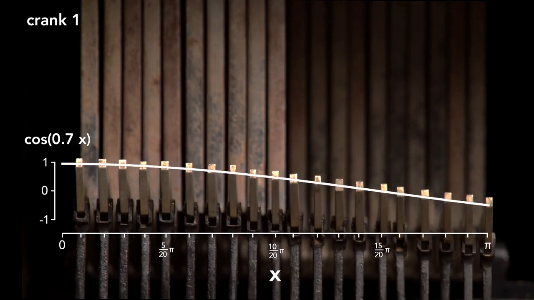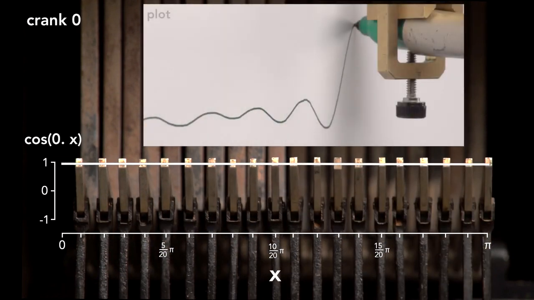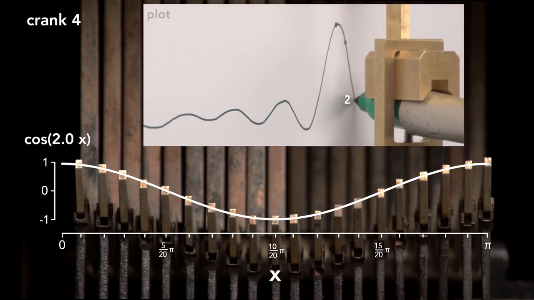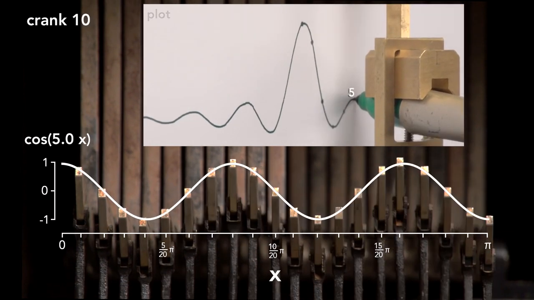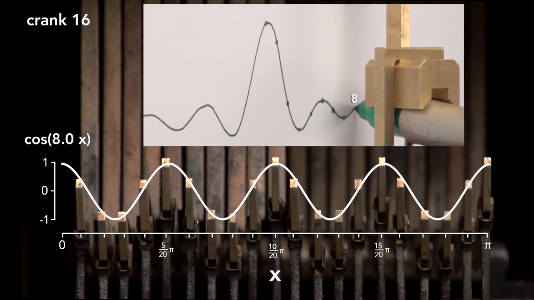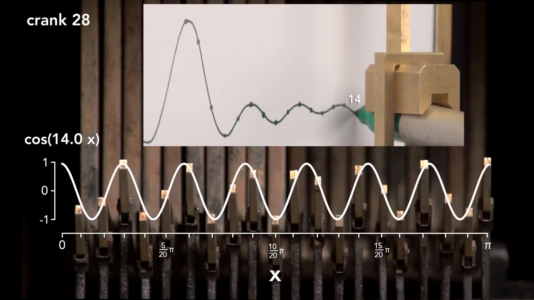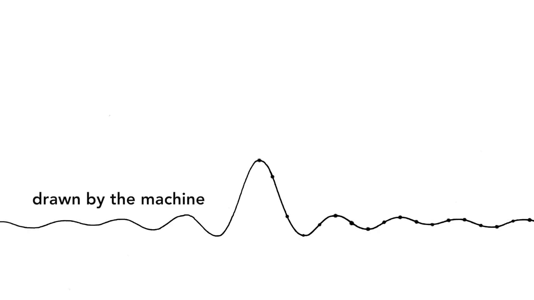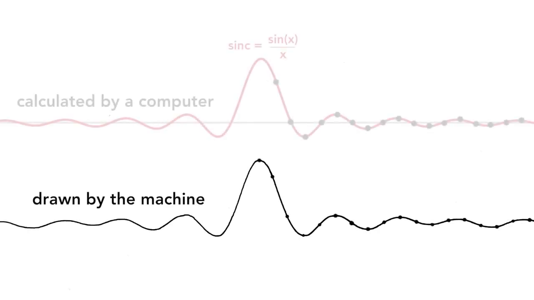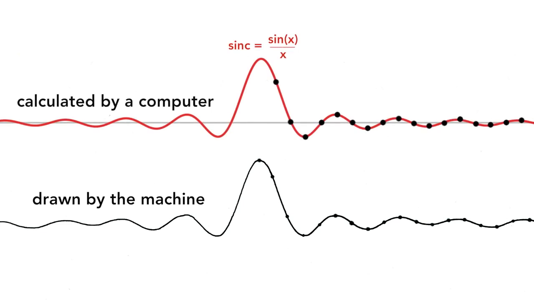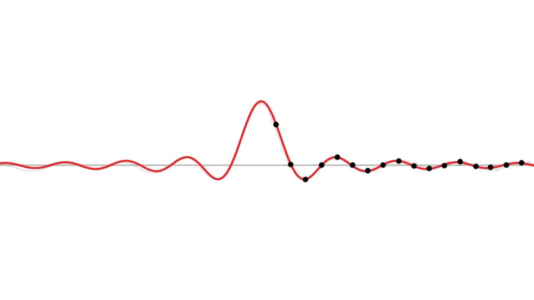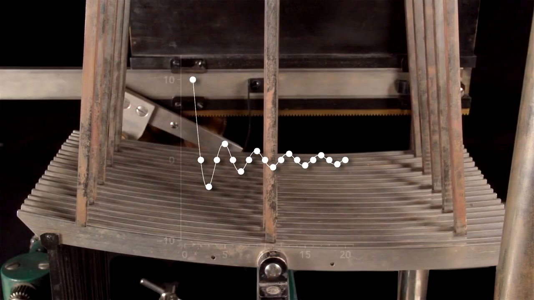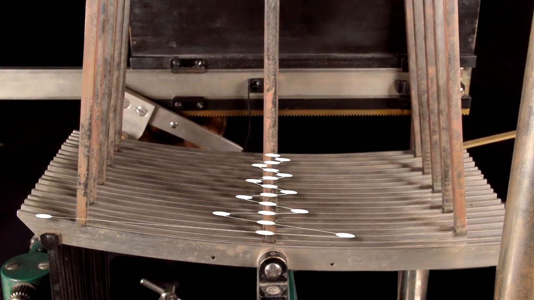Let's rewind and watch the plot and the rocker arm simultaneously. If we pause briefly at every second crank, a point is marked on the function. We create a total of 20 points. If we look at the output from the machine and compare it to a sinc calculated by a computer, we see that they are very similar. Now, we'll take the data points from the sinc, scale them, and use these values on the rocker arms.